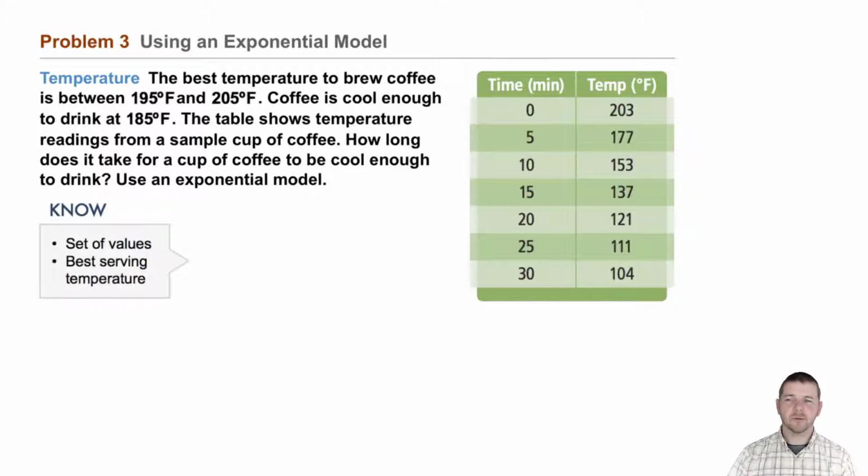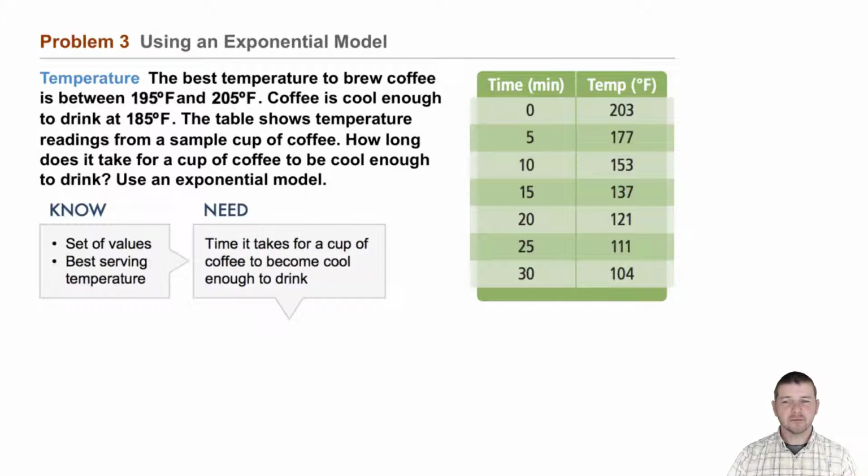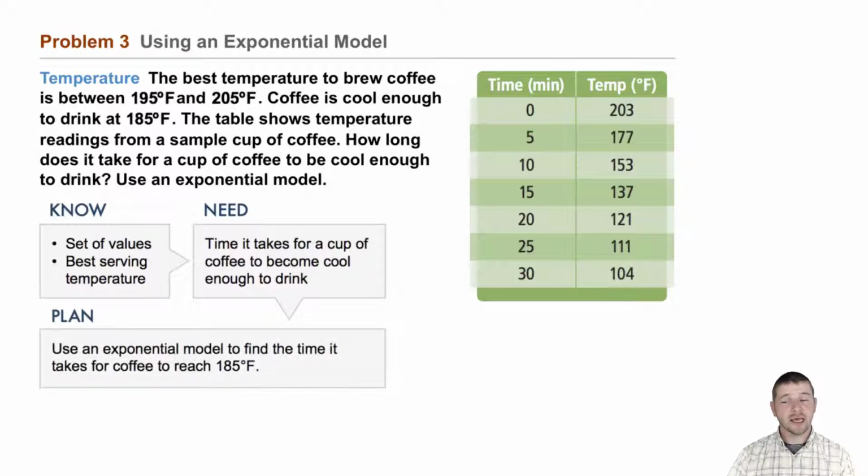First, consider what you know. You know a set of values in the table, and you know the best serving temperature, 185 degrees Fahrenheit. Then consider what you need. You need the time it takes for a cup of coffee to become cool enough to drink. And so your plan? Use an exponential model to find the time it takes for coffee to reach 185 degrees Fahrenheit.